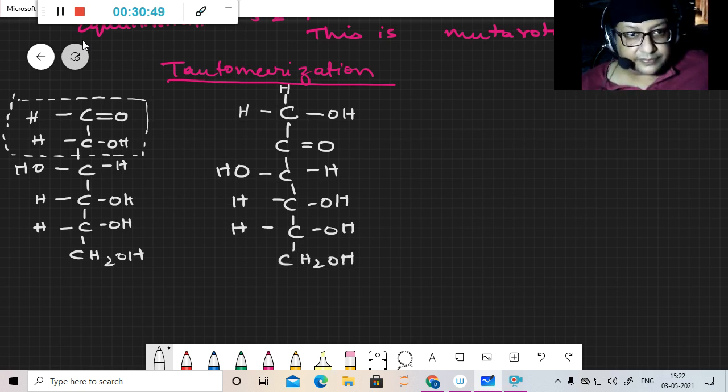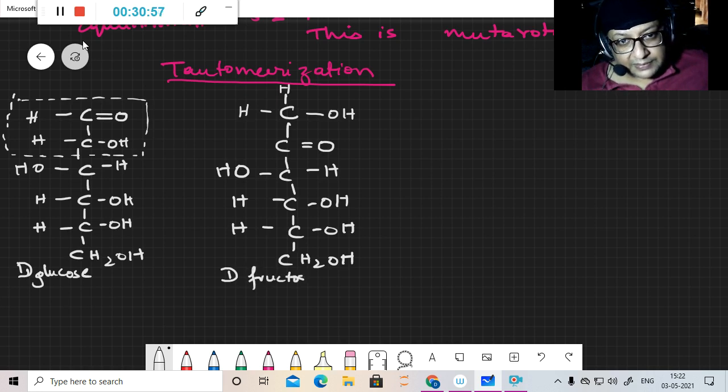This was D-glucose. Now we have D-fructose. Beside it, I am drawing another structure, that is D-mannose.